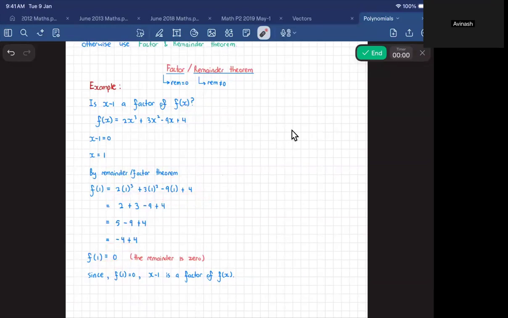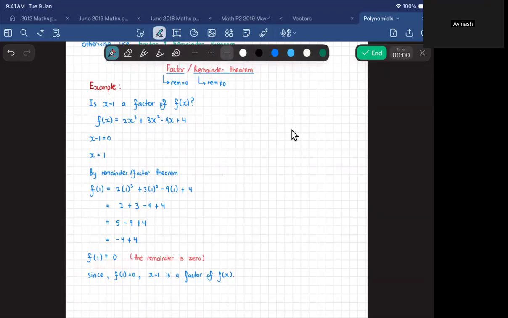So Avinash, what you're finding here is actually the remainder. That's why I say factor slash remainder theorem is the same thing. If you get 0, it's a factor. Factor theorem. If you get a number that's not 0, remainder theorem. Simple. Yes, sir. Okay, so I want you all to copy this example down, and then I'm going to give you all a question.